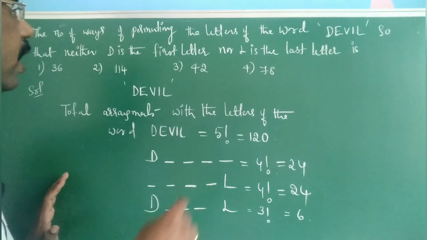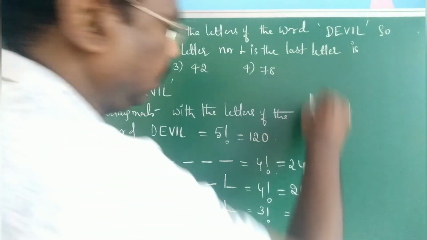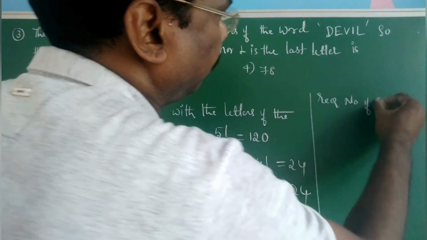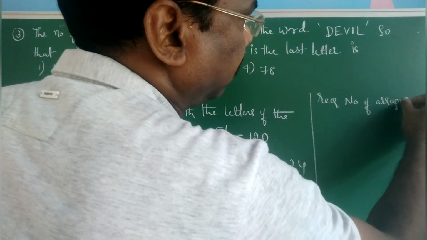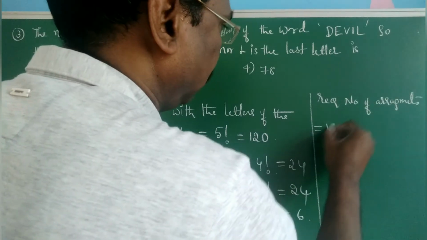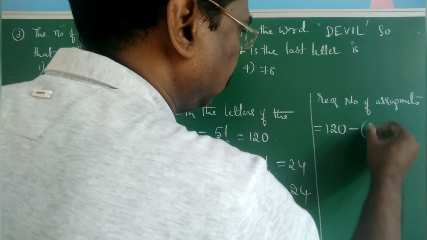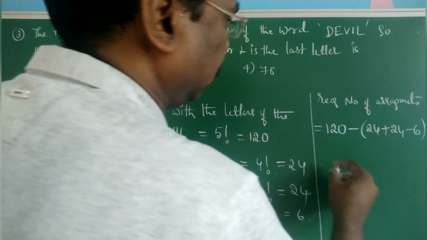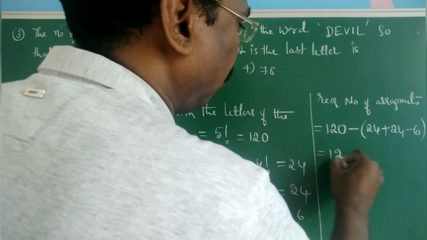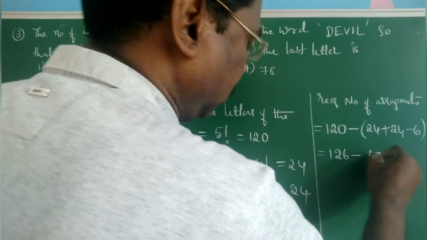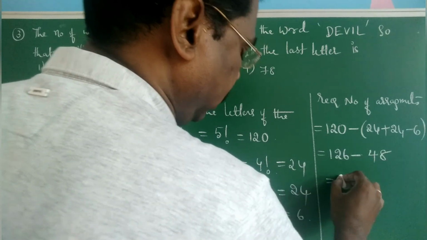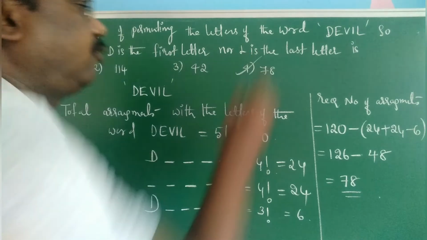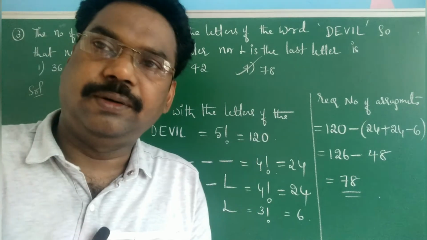Therefore, the required number of arrangements is equal to 120 minus 24 plus 24 minus 6. Now 126 minus 48 is equal to 78. Now option 4 is the correct one.